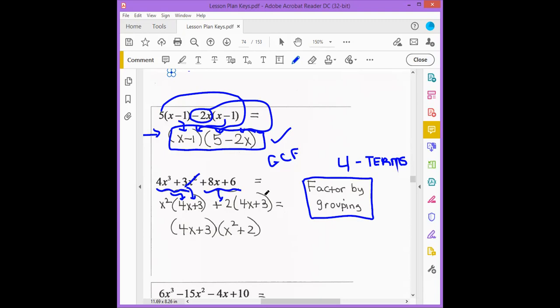Now you know you factored correctly by grouping if you see the same terms in parentheses. They have to have the same sign as well. So that shared factor, the 4x plus 3, that will be a part of our solution. That's the first factor of our solution, 4x plus 3. And now the second factor of our solution will be the terms that are outside the parentheses, x squared plus 2. So here's our solution, 4x plus 3 and x squared plus 2.